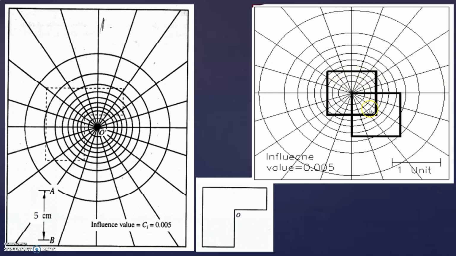So this plan you have to draw on a tracing paper, and then that tracing paper you have to place on this chart. Okay, how to place? The center of the chart should coincide with the center of the plan. If it is asked to find the vertical stress at the corner of the circle, rectangle or a square, then that corner has to be placed at the center. Okay, I hope all of you understood.